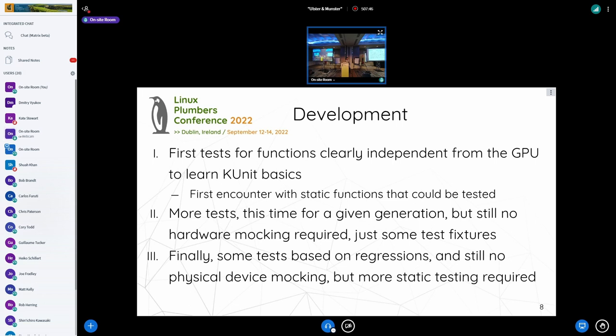we picked some more tests, this time picking tests that were clearly dependent on some specific generation of AMD GPUs. But in the end, in both cases, we still didn't have any problem mocking GPUs. And finally, trying to force ourselves to find some code that actually depended on GPUs, we started to look in the mailing list to find regressions so we could write some KUnit tests for them. But again, we didn't need to mock any GPU-interacting code.